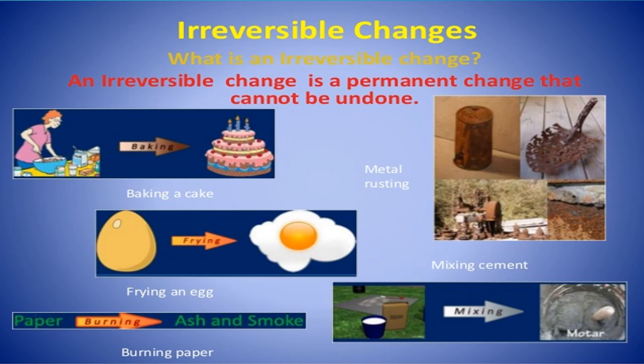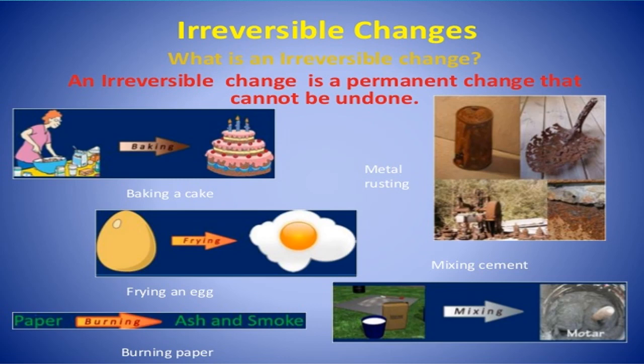Baking a cake. When you bake a cake using certain ingredients, then can you get back your ingredients again? Can you reverse this change? No. Once you bake a cake, it is not possible to get the ingredients in their original form. They are already cooked. So this is an irreversible change.